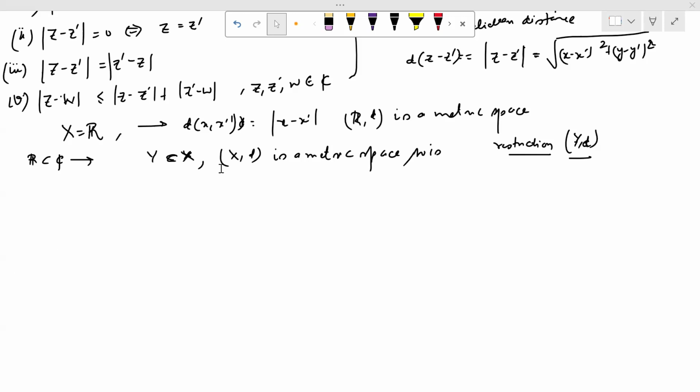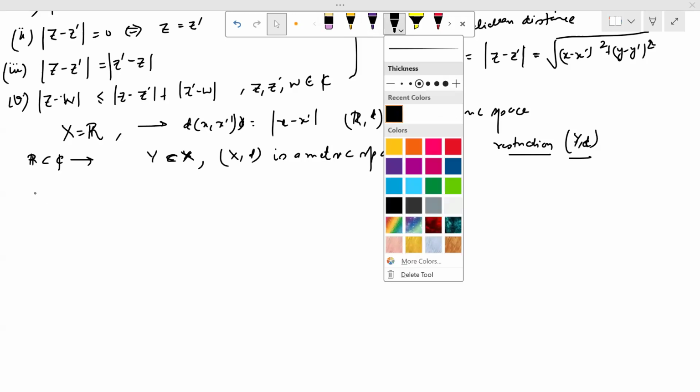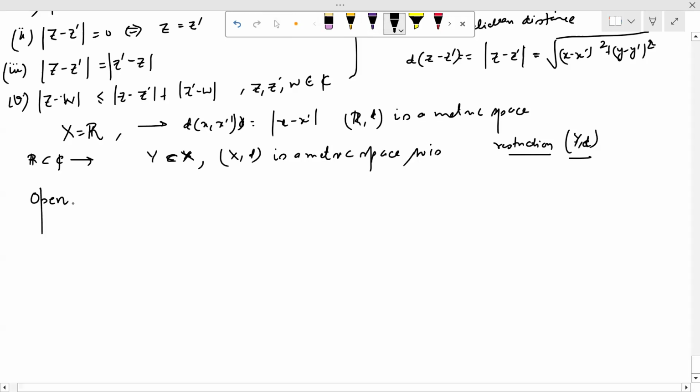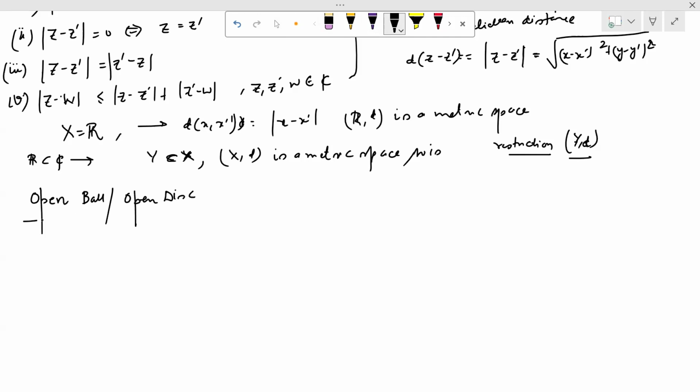The first thing that we will use most often is called an open ball. Whenever we have to define a neighborhood, we define something called an open ball. So let us first define the open ball. At times you'll find the same thing written as an open disk also. In order to define a neighborhood, we quite often use an open ball or open disk.